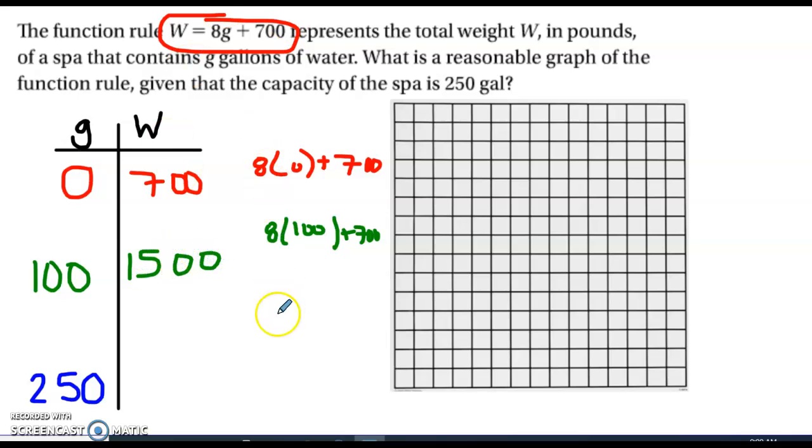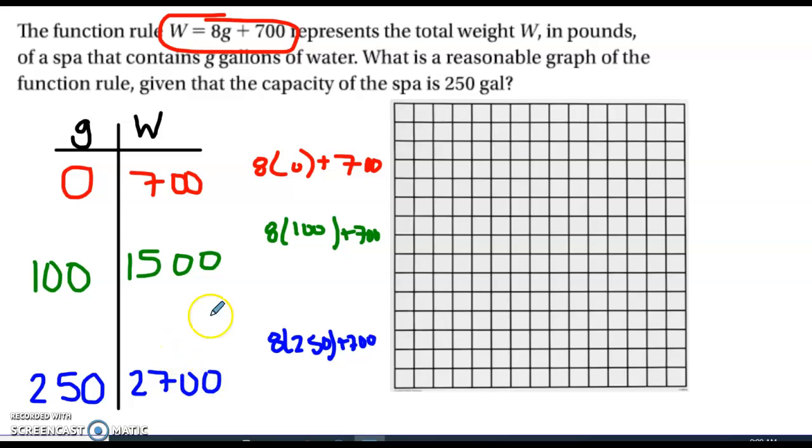And then I'm going to plug in 250. So I'm doing 8 times 250. And then I would add to that 700. I'd probably use my calculator on that one. So 8 times 250 is 2,000 plus 700 is going to be 2,700.